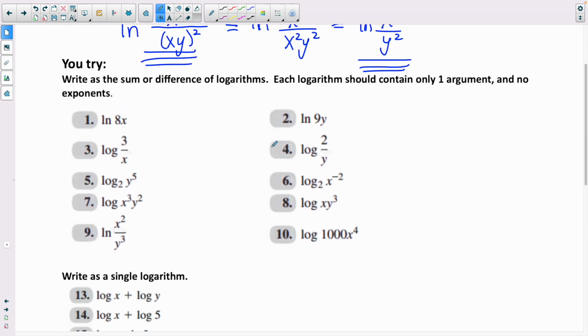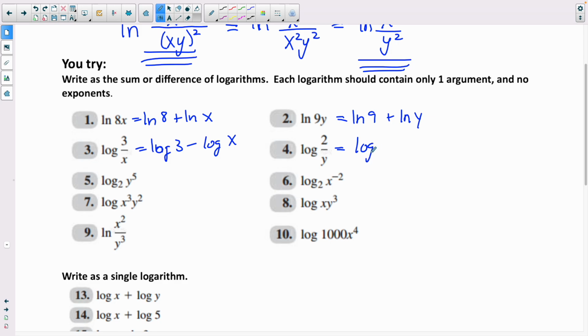All right, so write as the sum or difference of logarithms. Each logarithm should contain only one argument and no exponents. And so in number 1, we have a product inside as our argument. So this will equal natural log of 8 plus the natural log of x. Number 2 is similar. This will equal the natural log of 9 plus the natural log of y. Number 3 and 4 are quotients. So this is equal to the log of 3 minus log of x. So again, notice that the denominator follows the minus. We have 2 logarithms because there's a numerator and denominator.